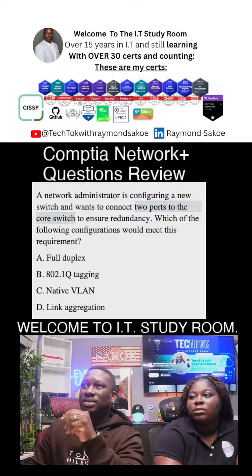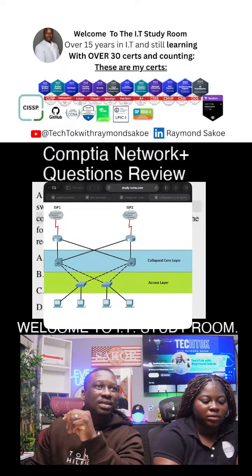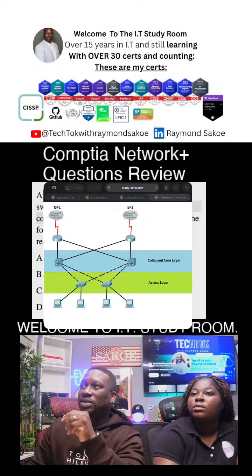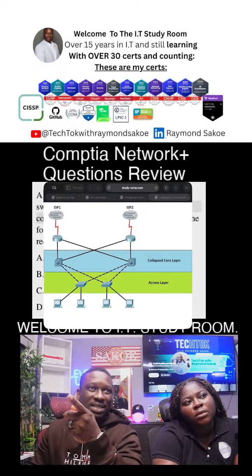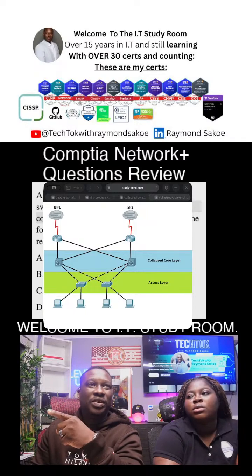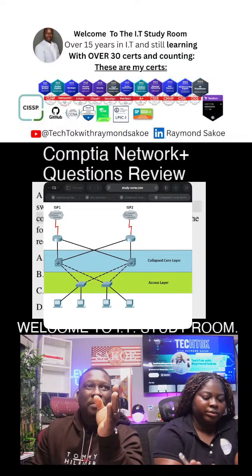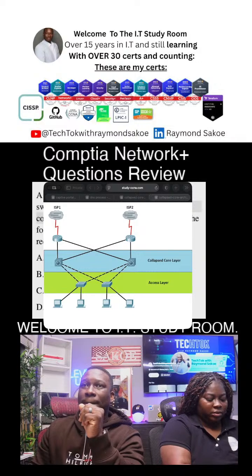So when we come back to my diagram here again, you see that we have 2 cables connecting to the core switch. You see these 2 lines? That's the same thing they're referring to. So what configuration would help meet this requirement? Let me end this here.